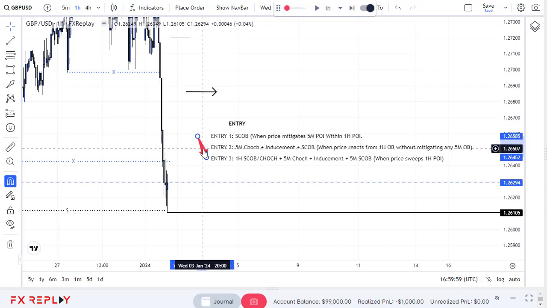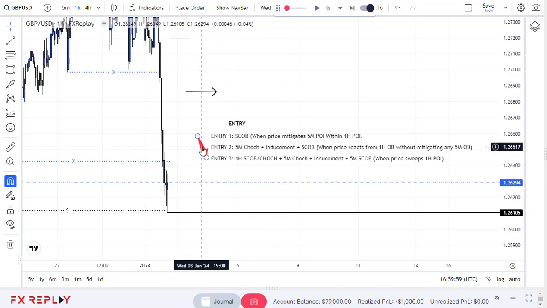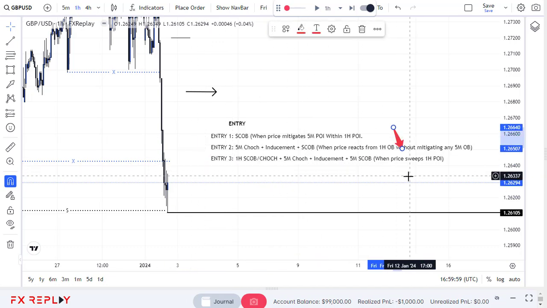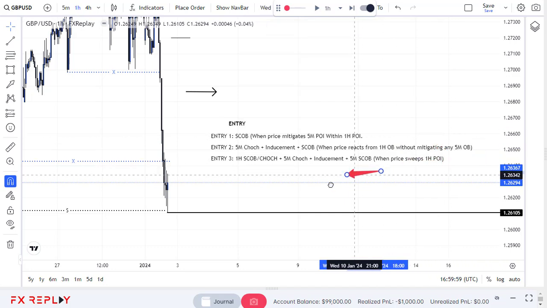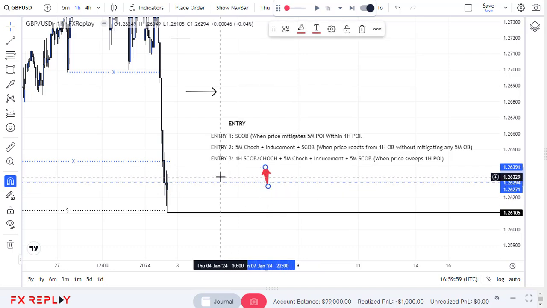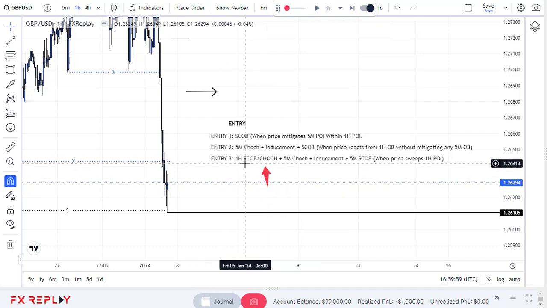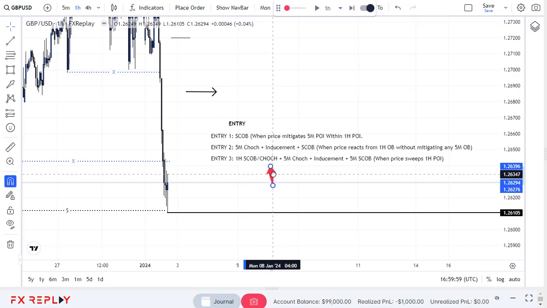The third entry is where we are now interested in. This third entry says if price sweeps, all right, let me show you this right here. When price sweeps my 1 hour POI, this is the entry I want to focus on, and this was the entry I took on the next trade. It says wait for 1 hour single candle order block or a 1 hour chalk. Either of them works.